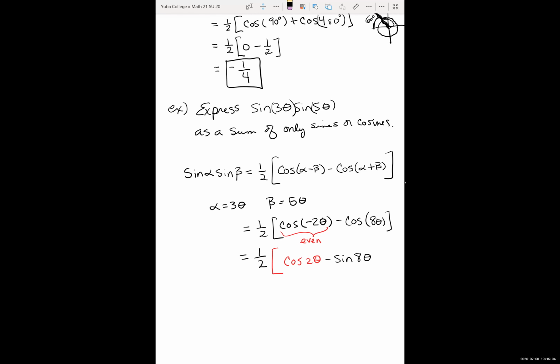Why did I say sine? I don't know why I said sine. It's cosine. Just to make sure you're listening. No, that's not true. I wish it was true.